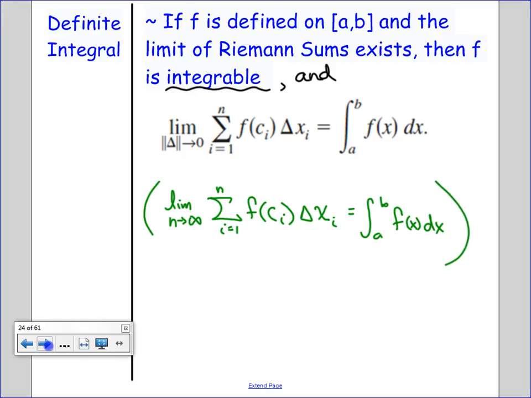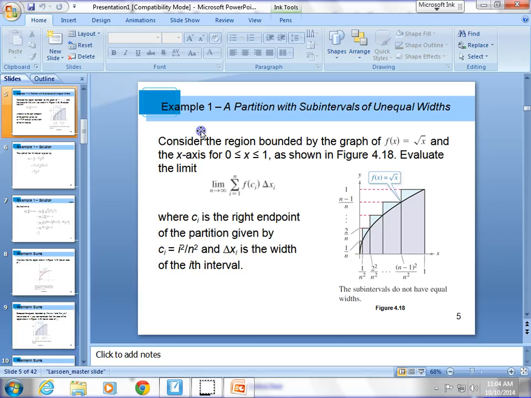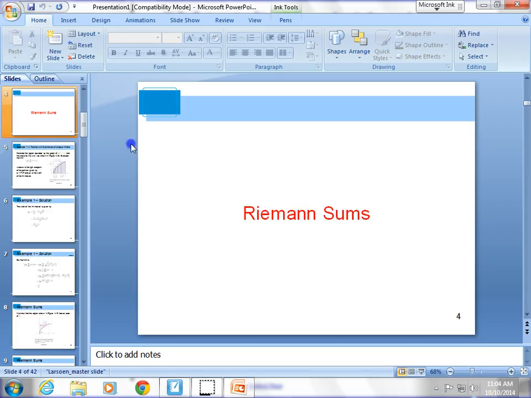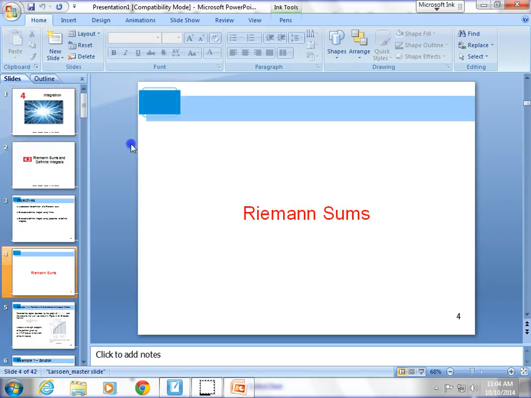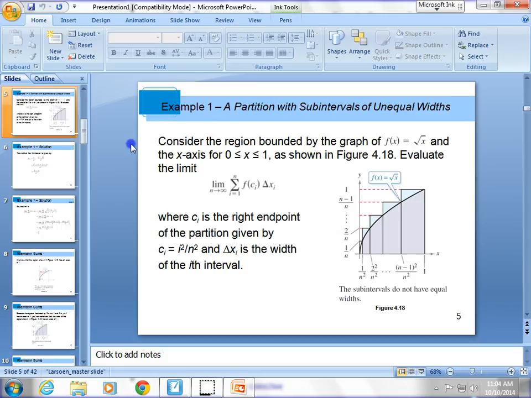Ethan asks, why do they use c_i equal to i squared over n squared? Let me give a couple seconds for them to finish writing. I'm going to switch back to PowerPoint to show. Okay, it's because of the unequal widths.